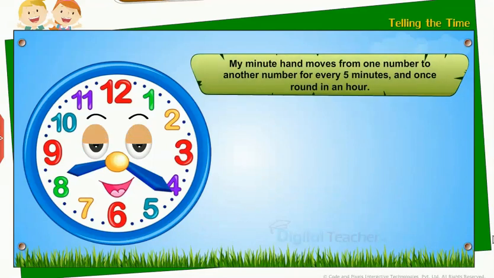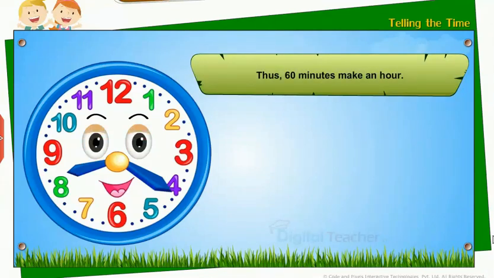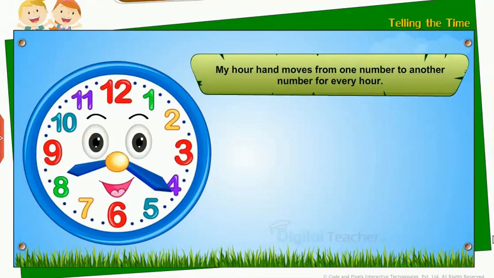My minute hand moves from one number to another number for every 5 minutes and once round in an hour. Thus, 60 minutes make an hour. My hour hand moves from one number to another number for every hour.